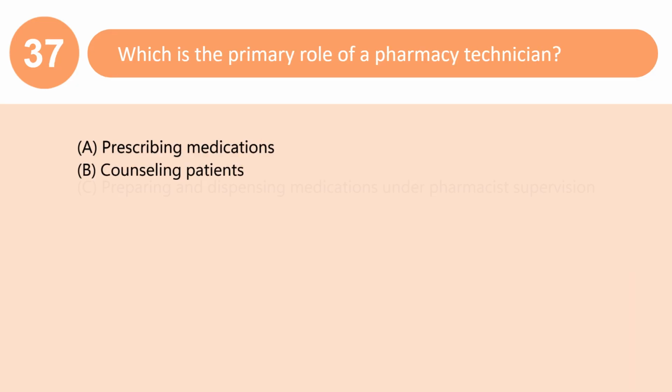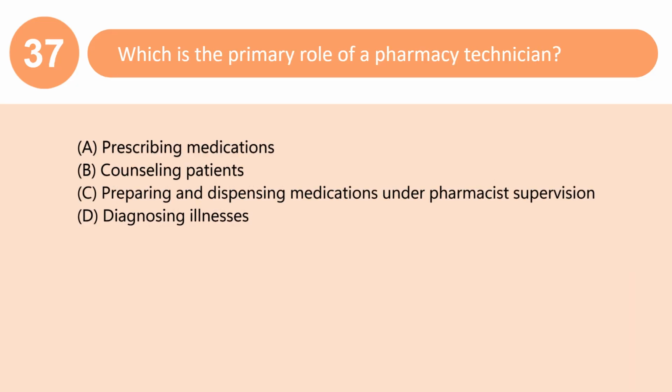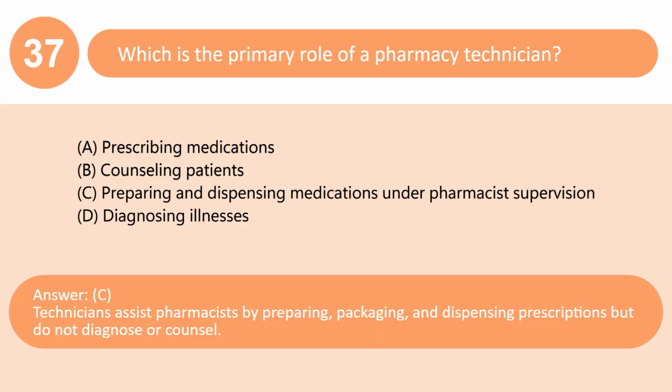Which is the primary role of a pharmacy technician? A. Prescribing medications. B. Counseling patients. C. Preparing and dispensing medications under pharmacist supervision. D. Diagnosing illnesses. Answer: C. Technicians assist pharmacists by preparing, packaging, and dispensing prescriptions but do not diagnose or counsel.